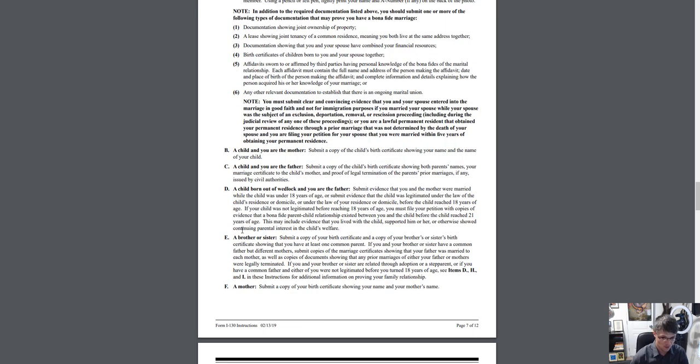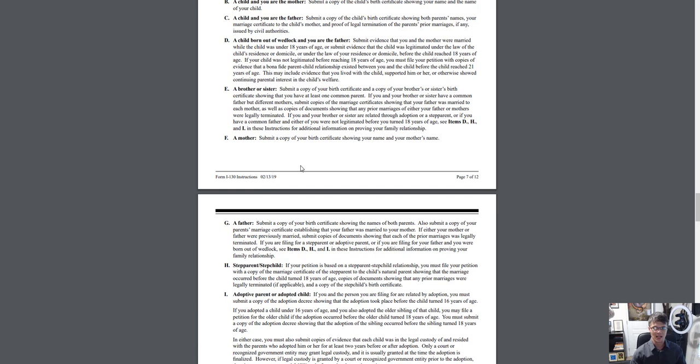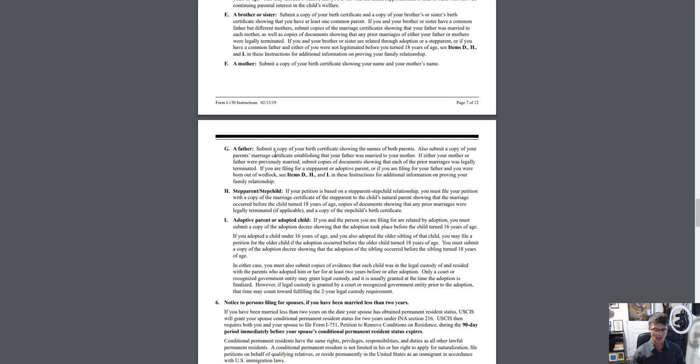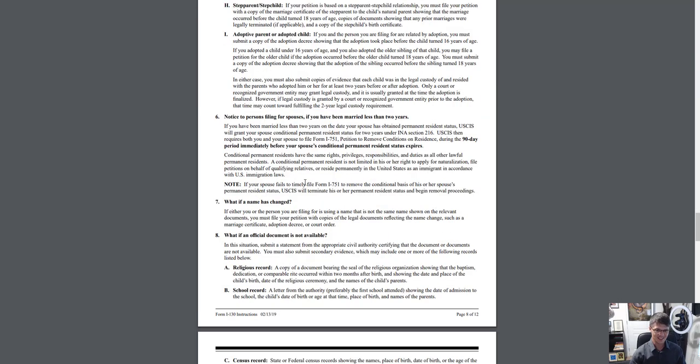If you're filing for brother or sister, submit a copy of your birth certificate and a copy of your brother or sister's birth certificate showing that you have at least one common parent. Obviously, makes sense. Now, for your mother or father, submit a copy of your birth certificate showing your name and your mother's name. Now, for fathers, the same thing. Also submit a copy of your parents' marriage certificate establishing that your father was married to your mother. So a little bit more complicated for father for some reason. Okay. And then we have instructions for stepfather, adoptive parent, and stuff like that.